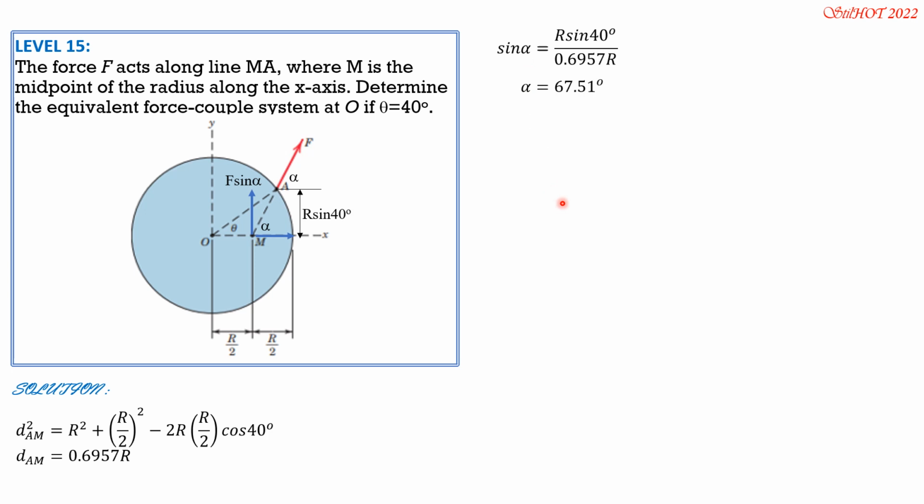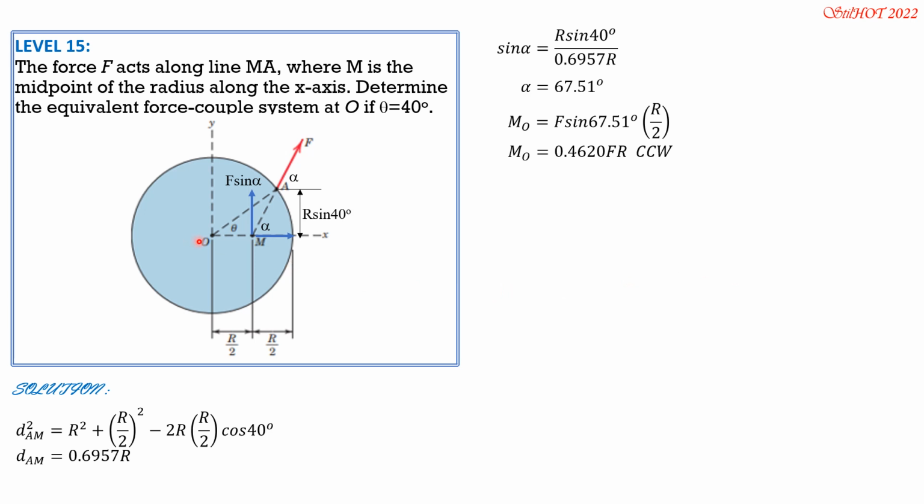Alpha is 67.51 degrees. Then its moment about O is F sine alpha times r over 2, counterclockwise. So F sine of 67.51 degrees times r over 2. Expressing in decimal, MO is 0.4620 FR counterclockwise. We now finalize the answer.